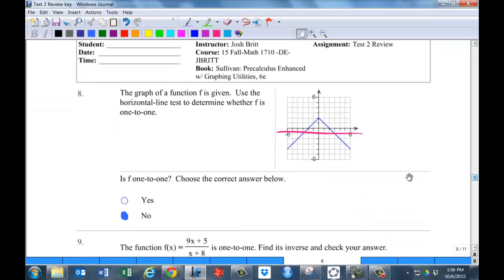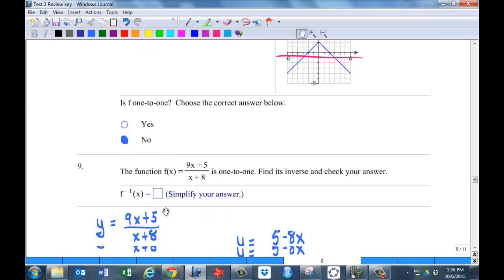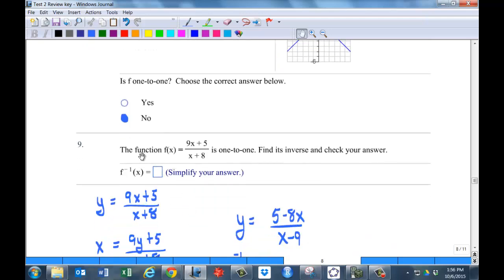Okay? So the graph of the function is given. Use the horizontal line test, and since this horizontal line intersects at more than one point, it's not a one-to-one function. And then here, find the f inverse, so the inverse function of f given by f inverse.